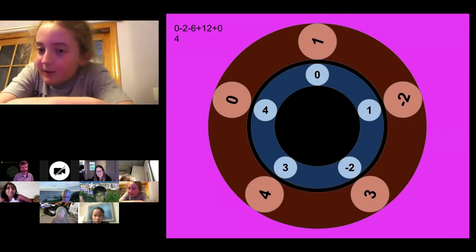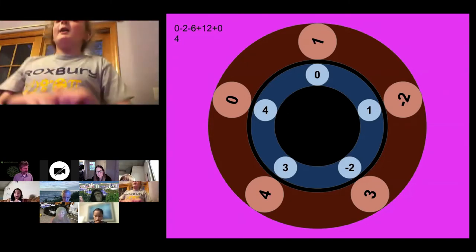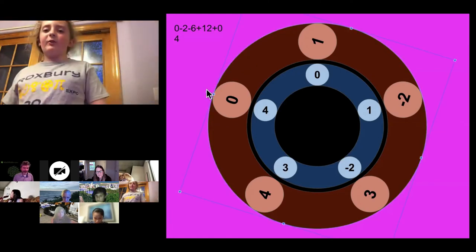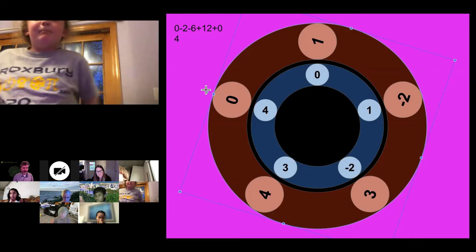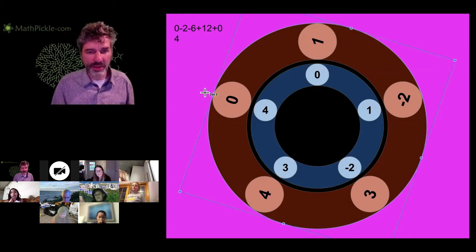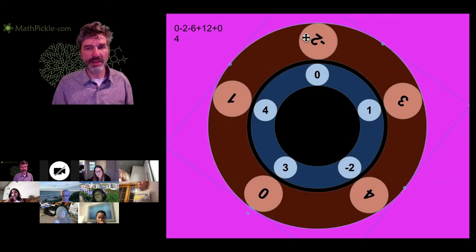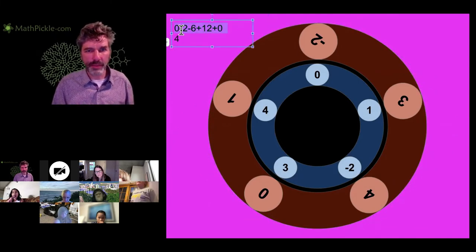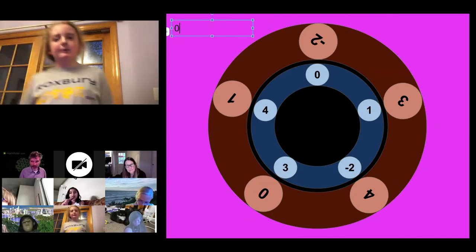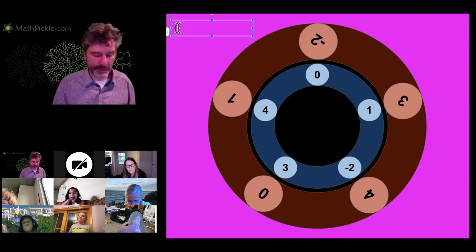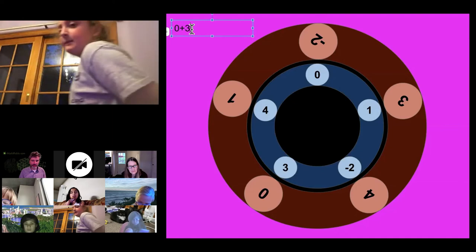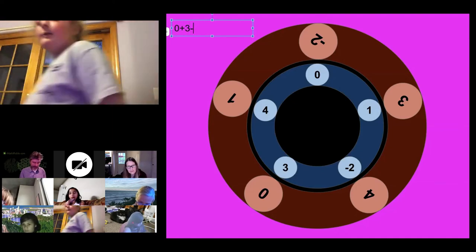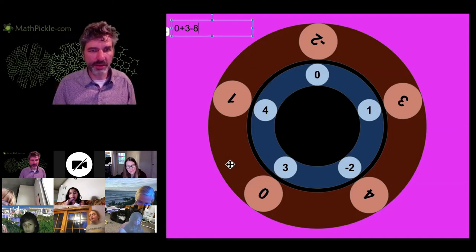Playing against this, we can try a different way if we rotate left 1/5 of a turn again. Yeah, let's try it. Go ahead, Nathan. 0 times minus 2? That's 0. 1 times 3? 3. 4 times minus 2? Minus 8, yeah. 3 times 0? 0.